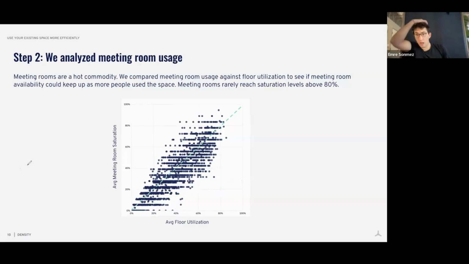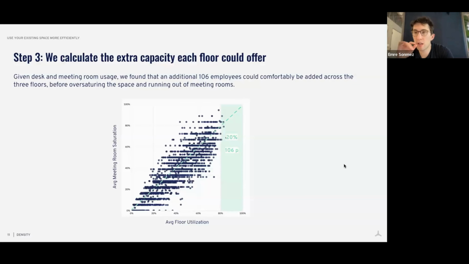So when we work on an occupancy planning analysis, we will analyze meeting room saturation side by side with the number of unused desks on each floor. And from this, we can predict how much busier the floor could be without running out of meeting room space.